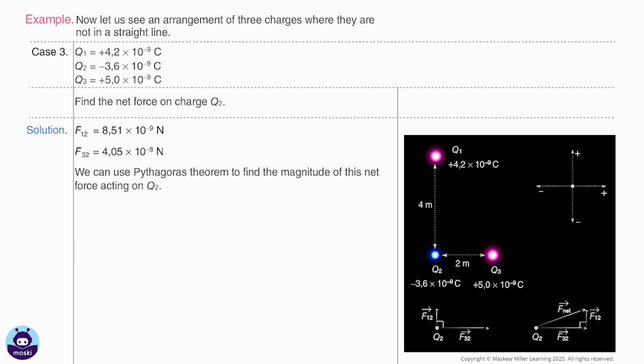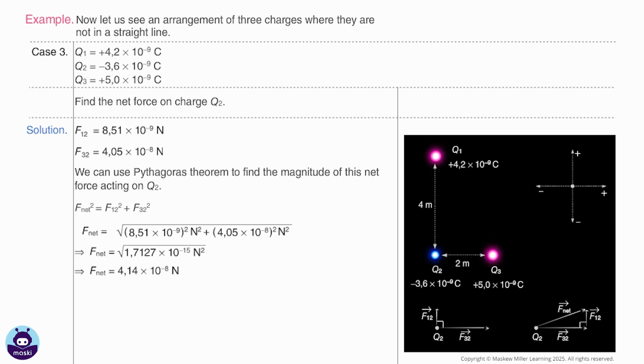We can use Pythagoras' theorem to find the magnitude of this net force acting on Q2. Fnet squared equals F12 squared plus F32 squared. Fnet equals 4,14 times 10 to the power -8 Newton.